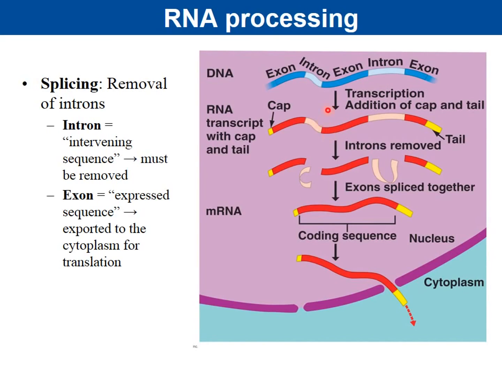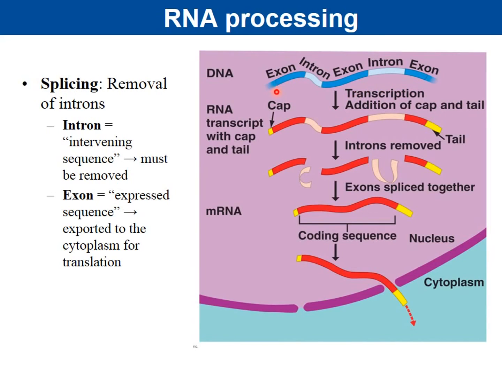Another sequence that you should be familiar with is that if you look here on the DNA, here's the exon, here's the intron. Now what are those? Exons are the expressed sequences. These are the ones that actually code for the protein. Introns, on the other hand, are called the intervening sequences. These are the sequences that need to be cut out, and they do not code for the protein. When you look at the DNA, you're going to see exon, intron, down the gene.